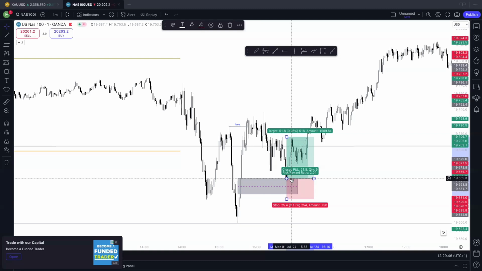Other than that, this was a simple guide on how to use previous daily highs and previous daily lows to trade and to find profitable positions.